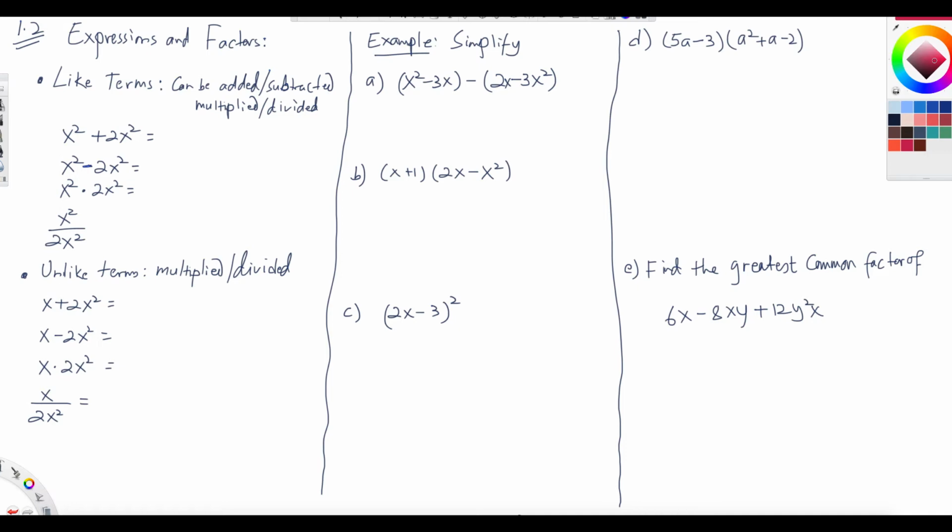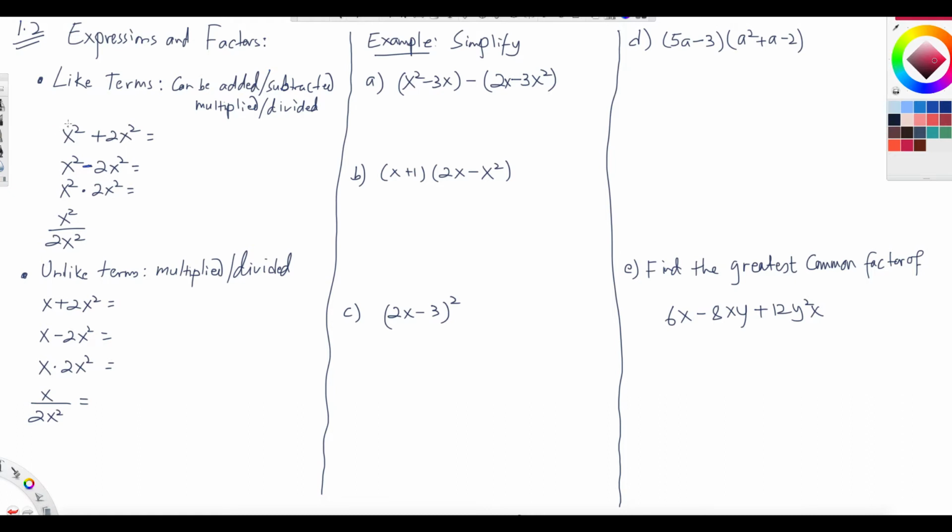Hi, in this video we will discuss how to add, subtract, multiply or divide algebraic expressions. Okay, so, like and unlike terms. Let's look at this. Like terms. What types of terms are called like terms? If they have the same base and exponent, but the coefficient, meaning the number multiplying that variable, may be different.